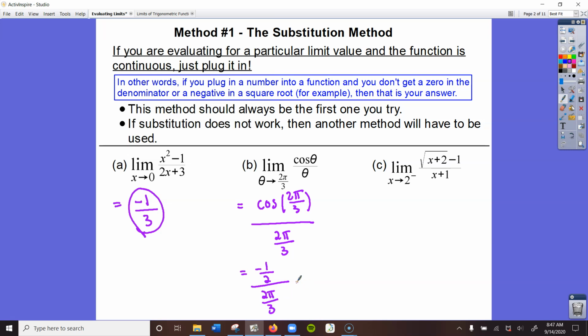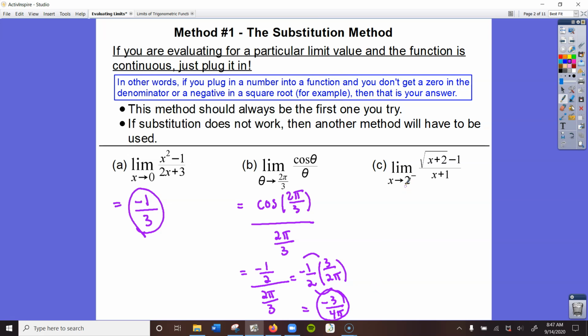Since here we are dividing fractions, we're going to multiply by the reciprocal of the denominator, which is 3 over 2 pi. Now we just multiply across, and we get that our limit is equal to negative 3 over 4 pi.